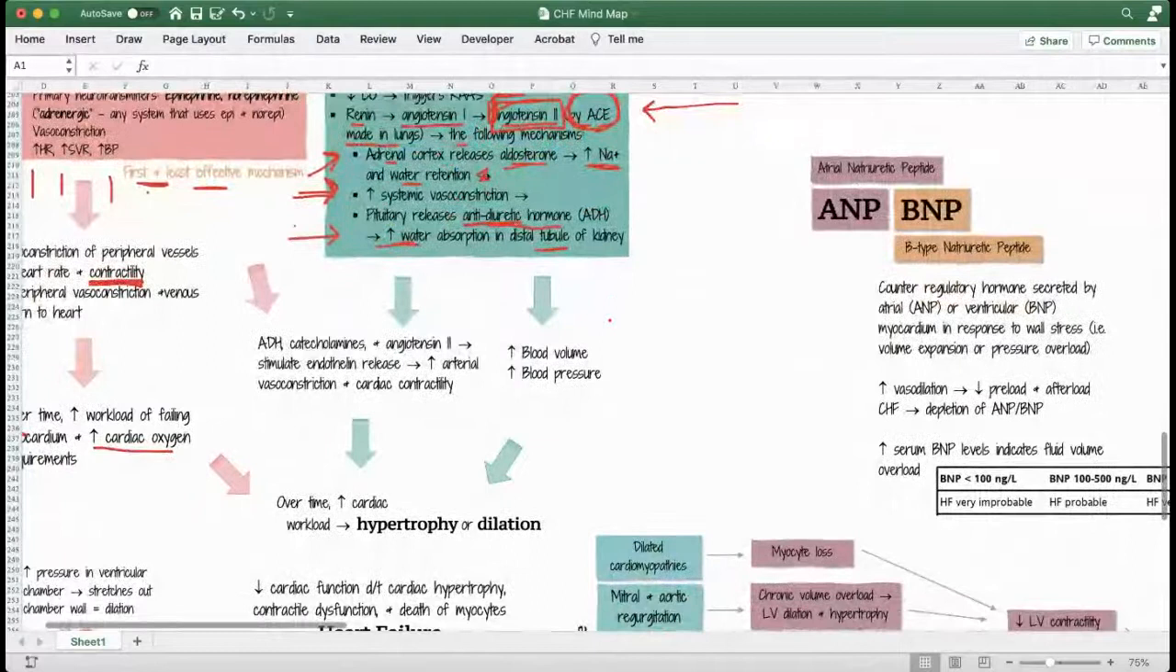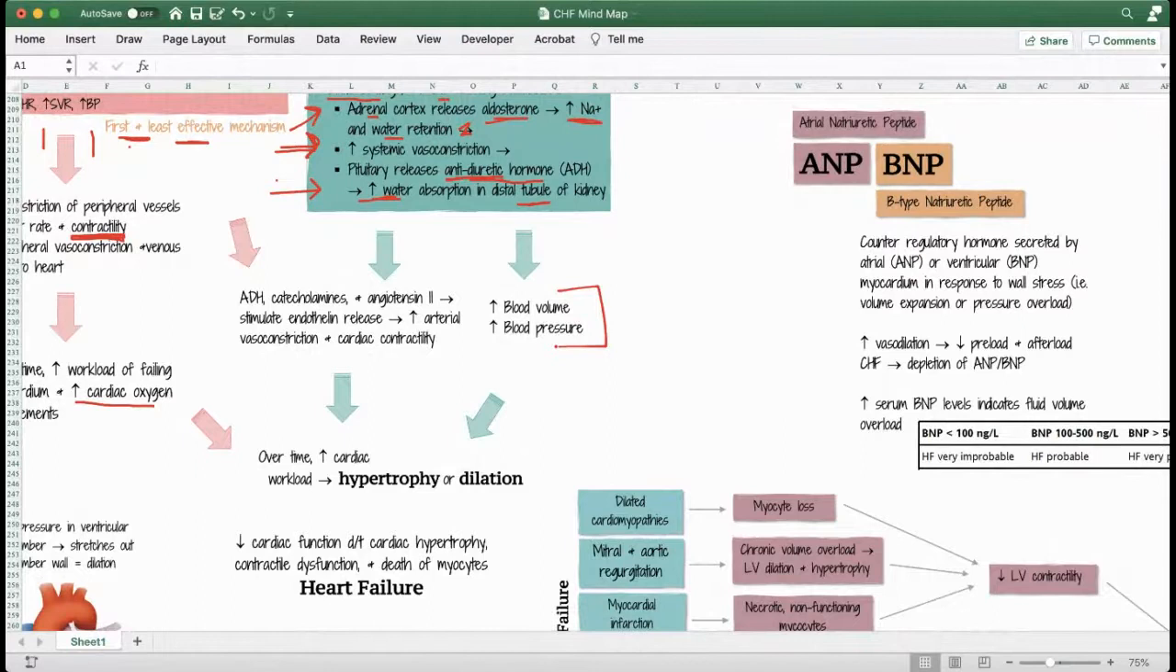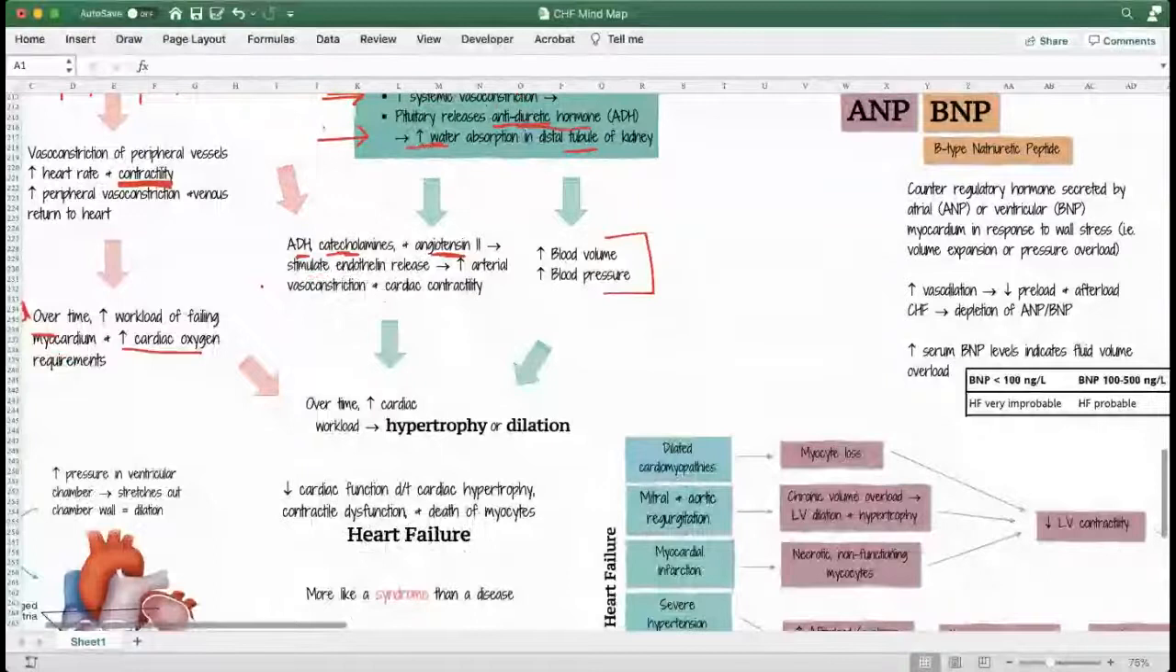So you've got now this increase in blood volume and an increase in blood pressure. This release of angiotensin II plus the ADH and the catecholamines. Catecholamines are norepinephrine and epinephrine that's been released from your sympathetic nervous system. When that's all in the body, it triggers this endothelin release. And you remember the endothelin is inside the walls of the vessels. And this just causes further arterial vasoconstriction and causes an increase in cardiac contractility.